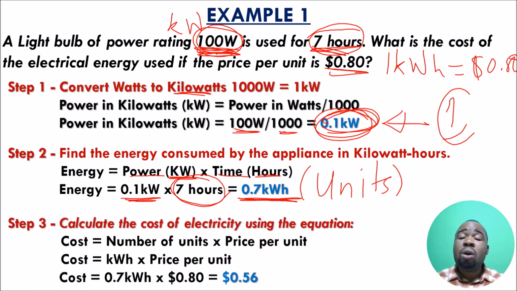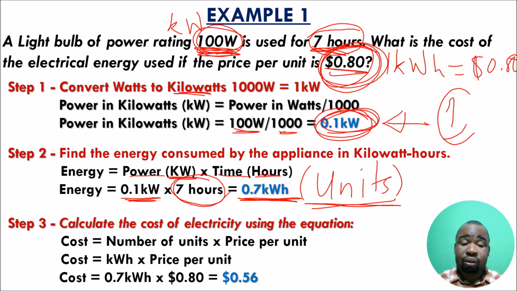Finally, we will now calculate the cost of electricity. We have the units consumed and we have the price per unit. Each unit is costing $0.80. How much money will be paid for using this bulb for 7 hours? The number of units consumed times the price per unit will get 0.56 US dollars. With this, we can safely say we have found the cost of running a bulb rated 100 watts for 7 hours.